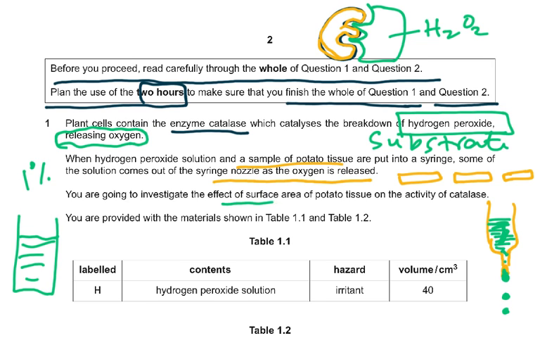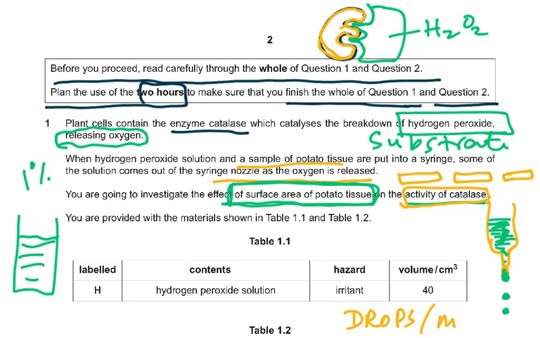You are going to investigate the effect of surface area of potato tissue on the activity of catalase. So surface area is the one which you have chosen, and this will be the independent variable, because we're going to investigate two things. Number one, surface area. Activity of catalase will be the dependent variable, which is going to be measured in drops per minute. How many drops come out in 1 minute? 10 drops, 12 drops, 20 drops, 30 drops. So the number of drops will tell us the rate of activity of catalase.